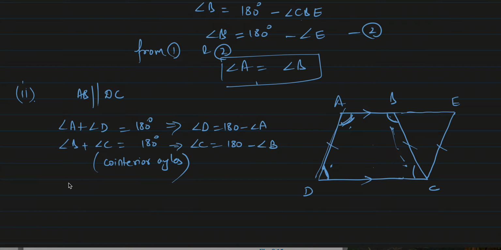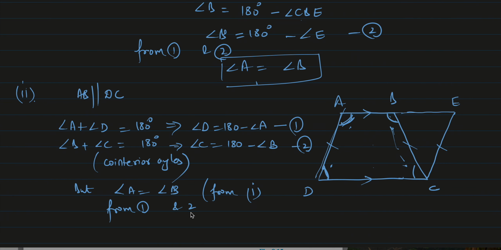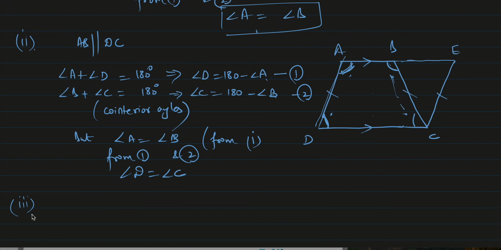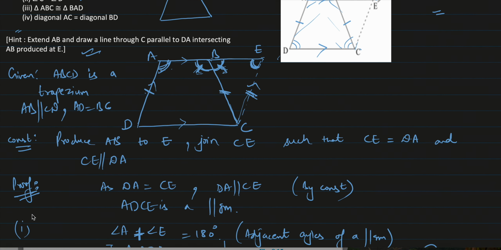But you know that angle A equals angle B from part 1. So this is 1 and 2 here. So from 1 and 2, what do you get? AB are equal, so D and C are also equal. Done. I hope it's done, students. Now let's move to the third part. Third part, you have to prove two triangles congruent.